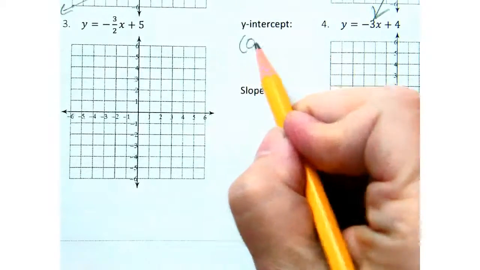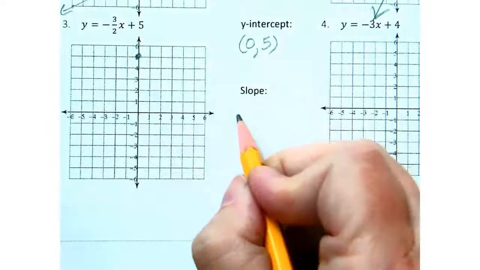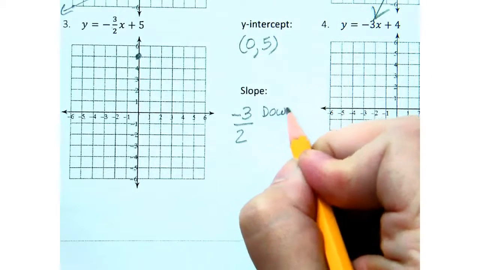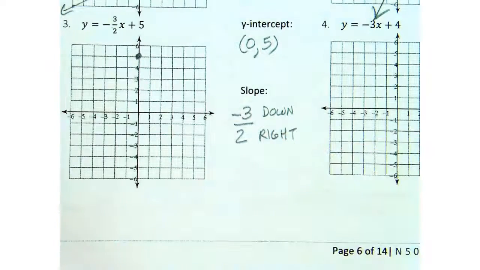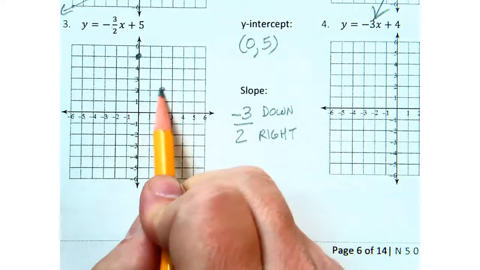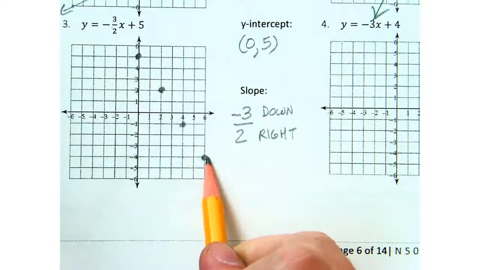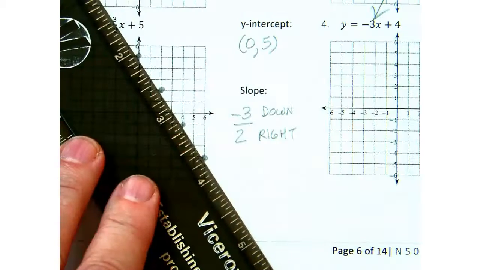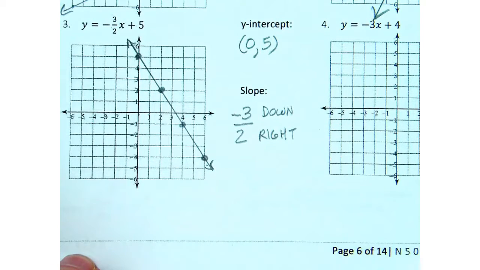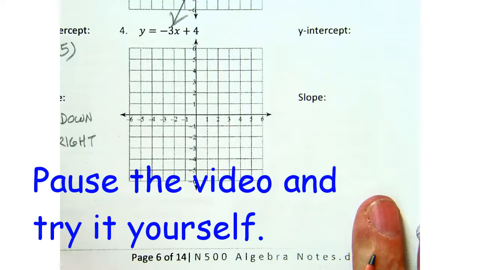In example 3, the y-intercept is +5 for 0, 5. The slope is -3/2. Whenever we have a negative slope, we go down and to the right. From the y-intercept, go down 3 and to the right 2, and then do it again. Down 3 and to the right 2. Graph your line using a ruler. Whenever we have a negative slope, the line goes down and to the right. Pause the video and try this example yourself.